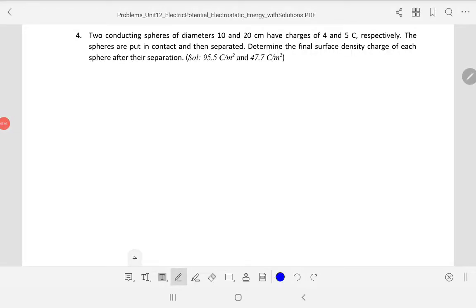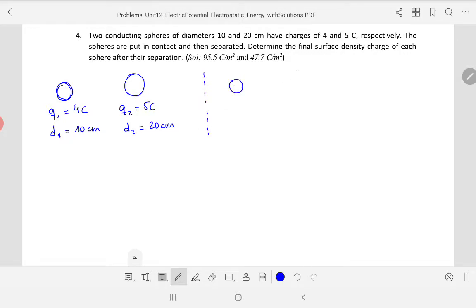In this video, we solve problem 4 of Unit 12. In it, we have two conducting spheres that initially have a certain charge. This is conducting sphere 1, which has a charge of 4 coulombs and a diameter of 10 centimeters. And this is sphere 2, which has a charge of 5 coulombs and a diameter of 20 centimeters. So they are put in contact.